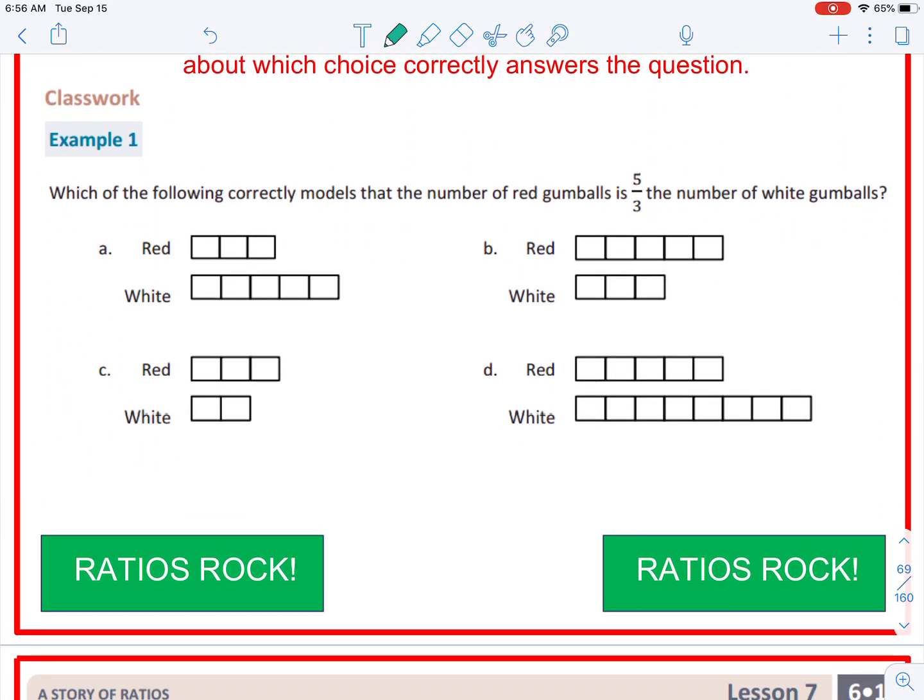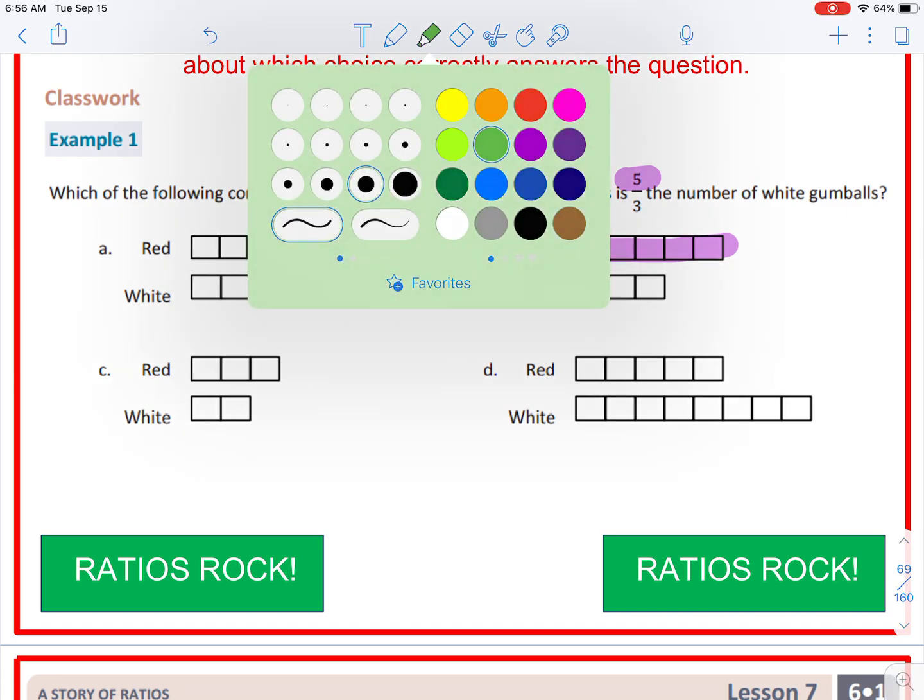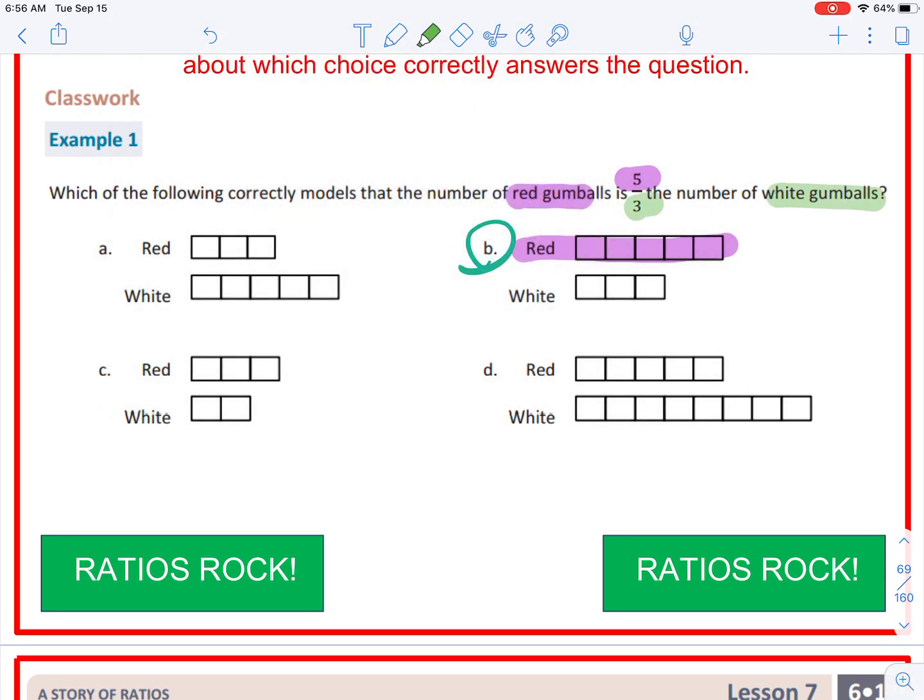Example 1 says, which of the following correctly models that the number of red gumballs is 5 over 3 the number of white gumballs? Okay, so try to figure that out real quick. If you chose letter B, you are correct. We're comparing red gumballs, which is 5, to white gumballs, which is 3. And letter B is the only one that shows that. Let's move on.